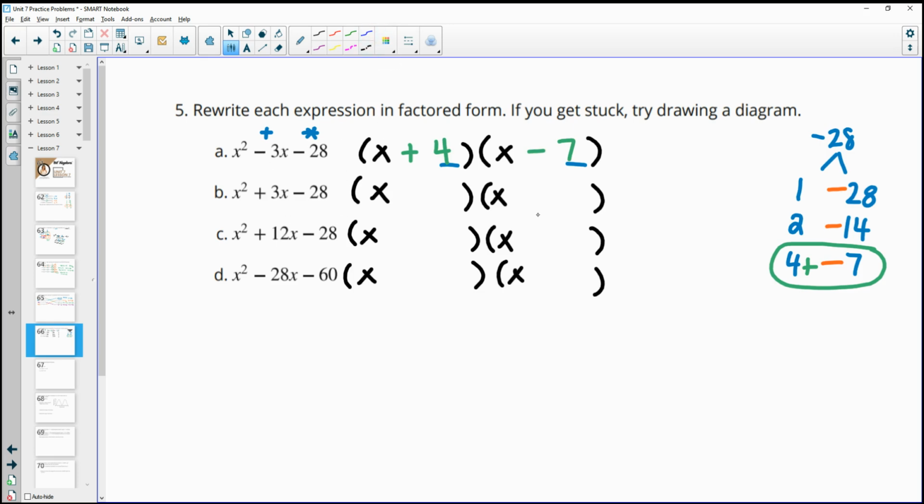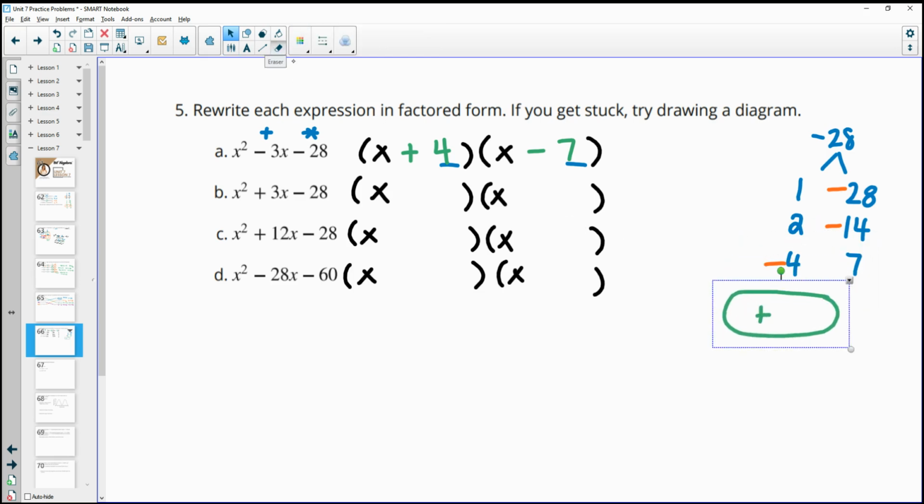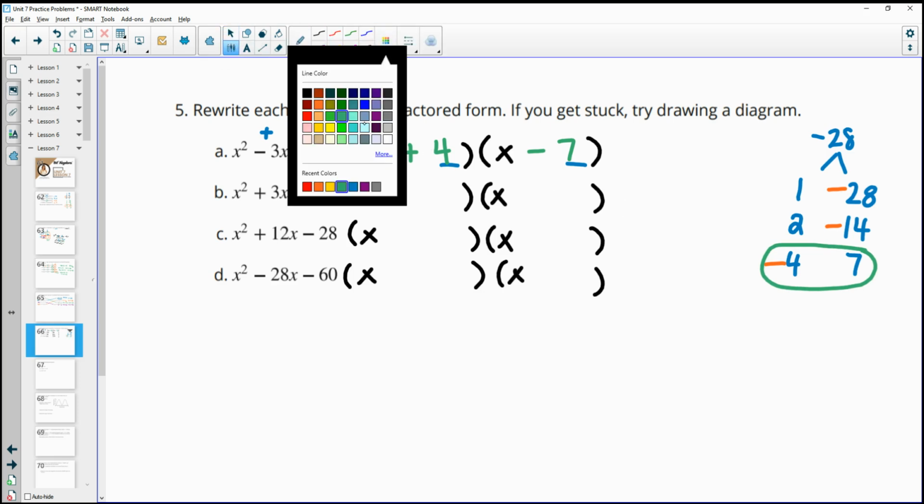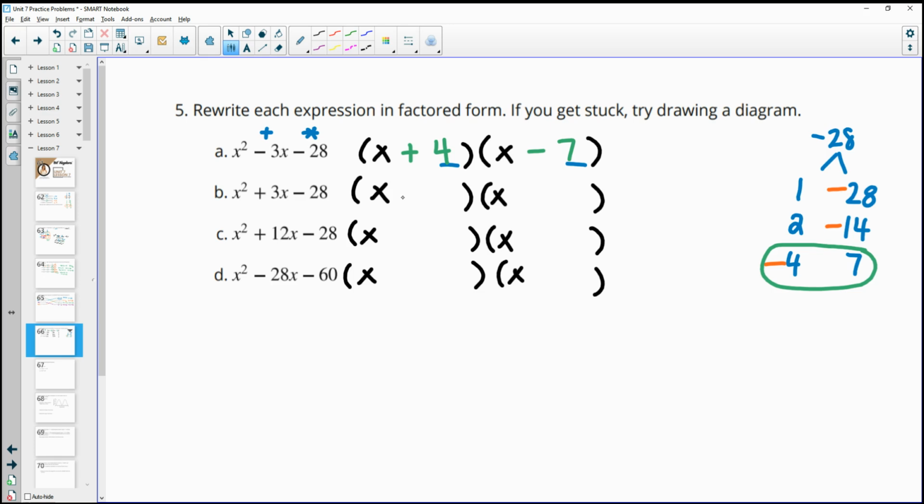That'll get us the -28 and the -3. So for this next one, I want it to be +3. If I move the negative back out with the -4, then that adds to +3. So then we could do x minus 4, x plus 7. Still gives us -28, but now we have -4x and 7x, which gives us a +3. Then we need 12x in the middle.